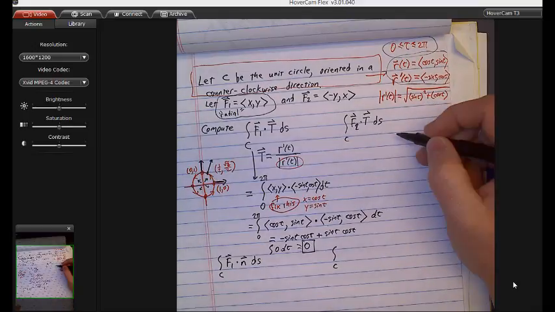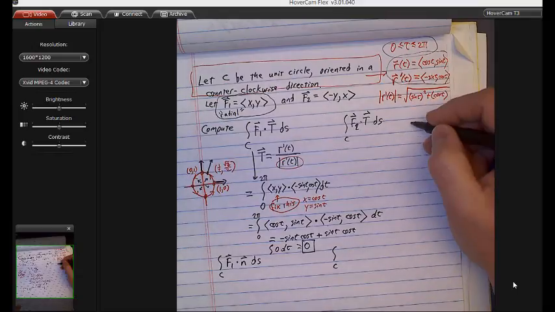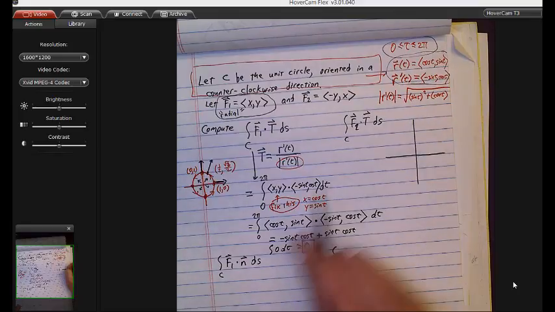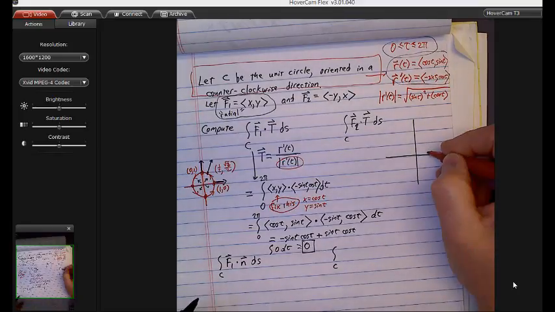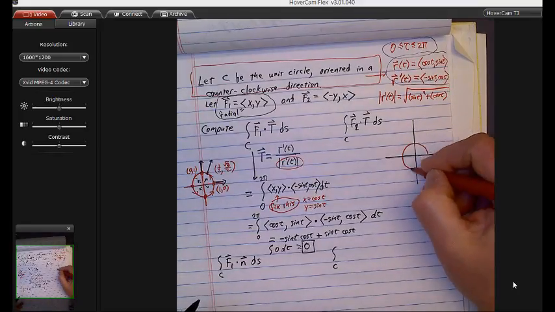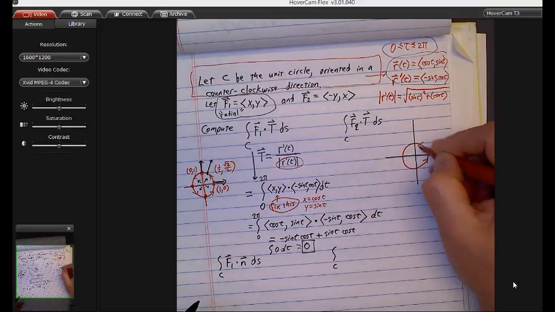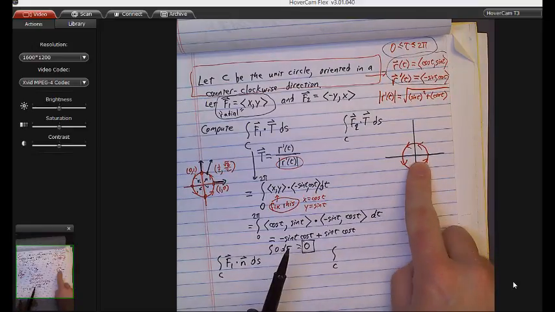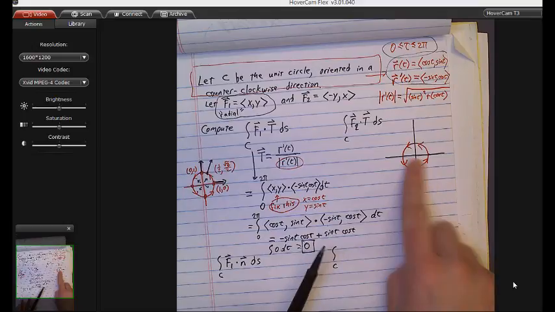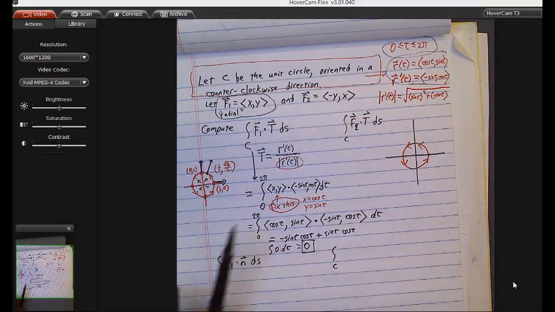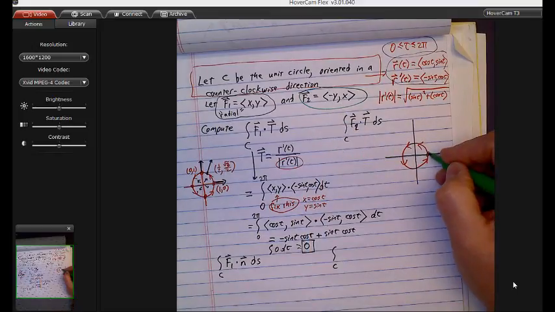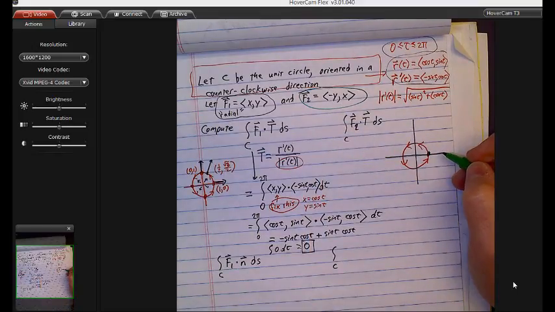What's going on here? You guys sketched the graph for me, and it looks very similar. One thing that's different, even though the orientation of the circle's the same, is that when we did F2, you have different looking vectors. So the vectors for F2, I'll draw those in green, are negative y comma x. So when I'm at 1, 0, where am I pointed?